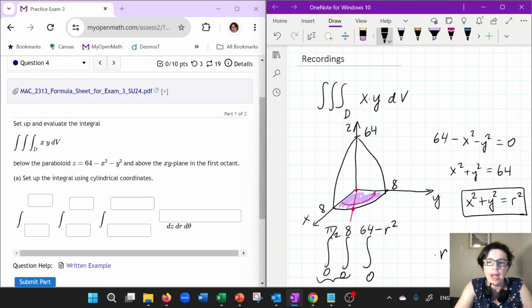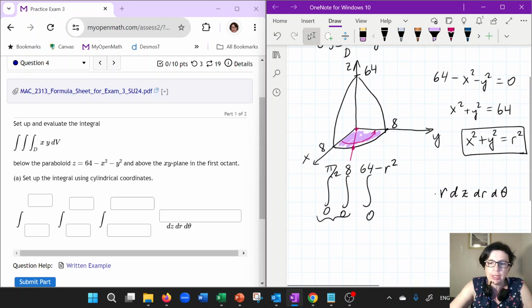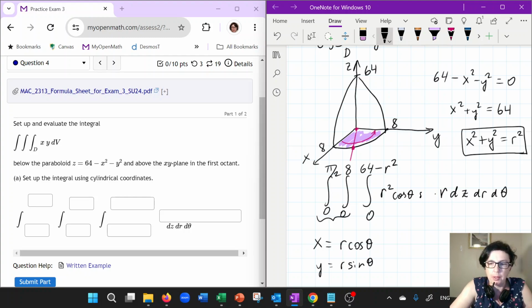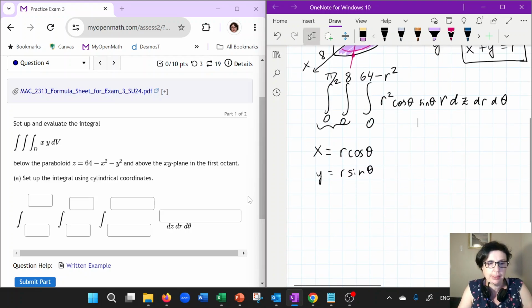In this case, you see x times y, so you cannot simplify that. You just have to use the definition. In cylindrical coordinates, x is r cosine theta and y is r sine theta. So that's what you need to keep. So x times y is going to be, if you multiply these, r squared cosine theta multiplied by sine theta. Okay, so that's the setup.